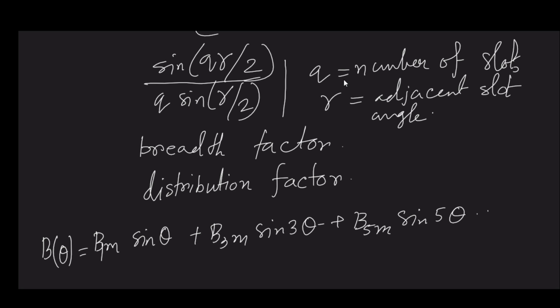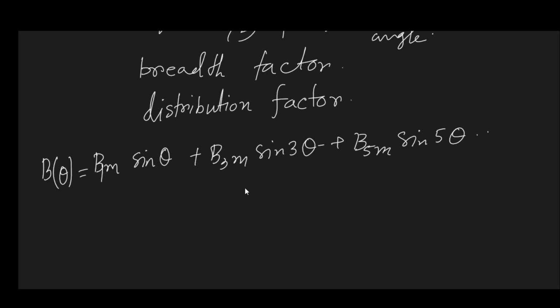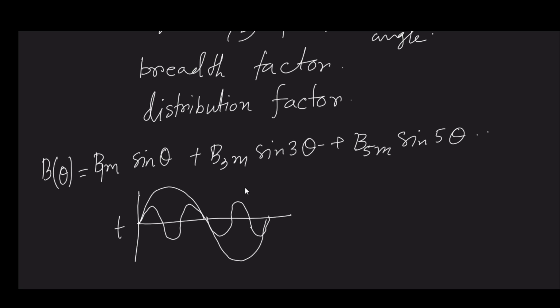Now see, what is 3 theta and what is 5 theta? This is the flux equation in terms of space harmonics. I think I have already explained it. Now for the timing, let us quickly recall the concept. For time harmonic, suppose this is your t. If this is sine t, sine 3t is expected to execute 3 complete oscillations within this period. So this is our sine 3t, right?